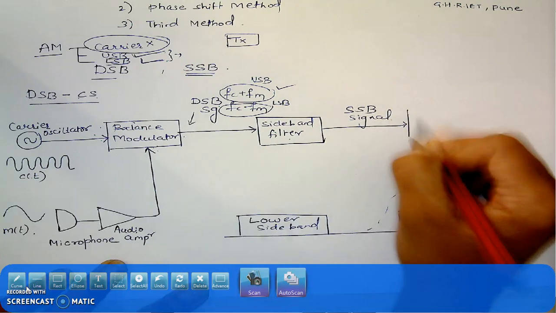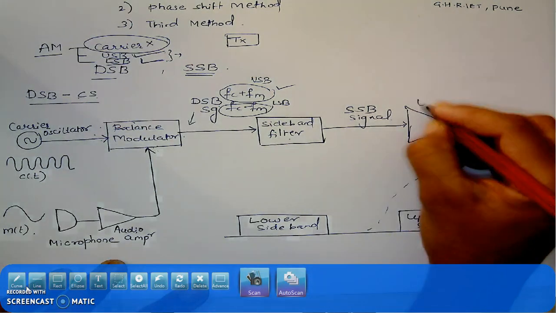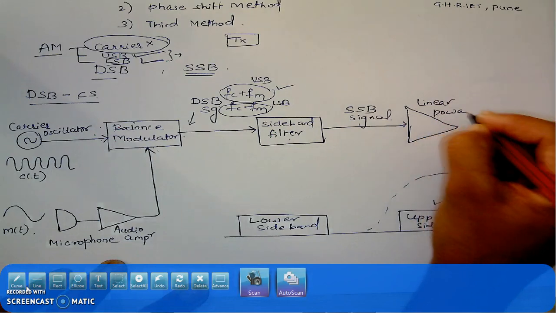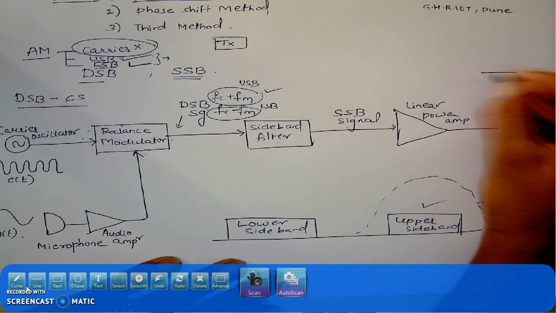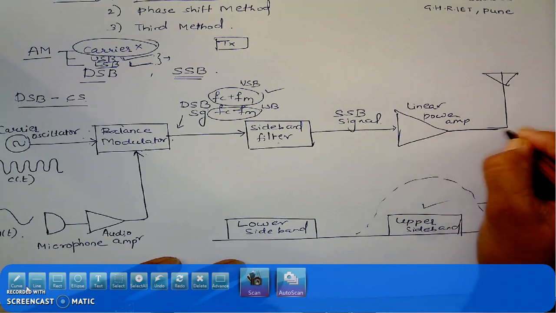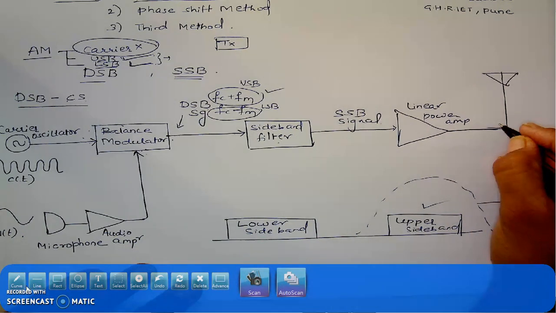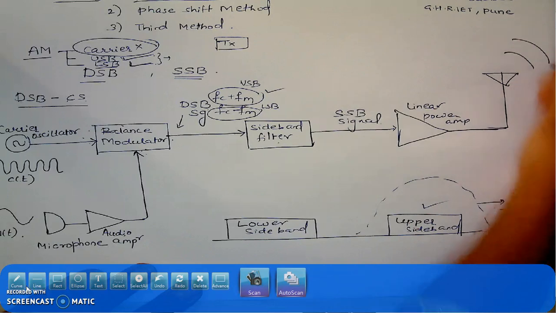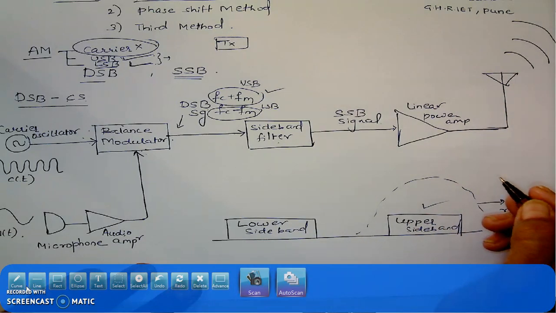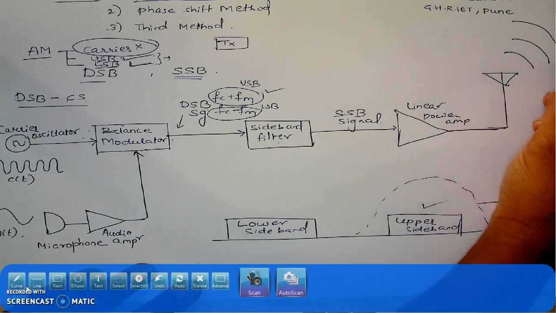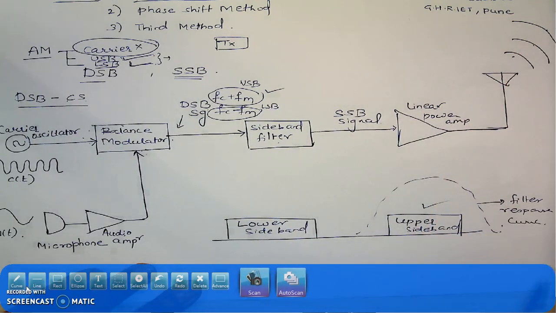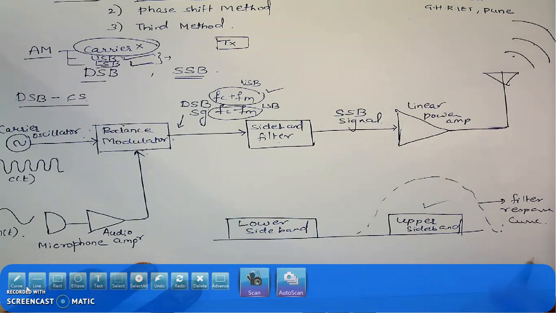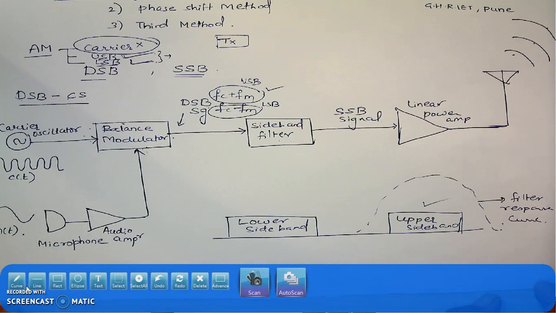This is later applied to the linear power amplifier, where amplification of the signal takes place prior to the transmission. This is the transmitting antenna, wherein the electrical signals are converted to electromagnetic waves. Why electromagnetic waves? Because we are using space as a channel, and these electromagnetic waves can very easily propagate into space. So that is the reason why we are using SSB with the power saving option. So this is about the filter method.